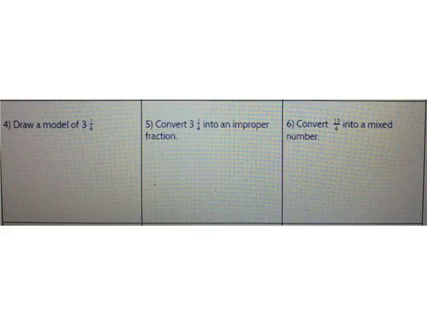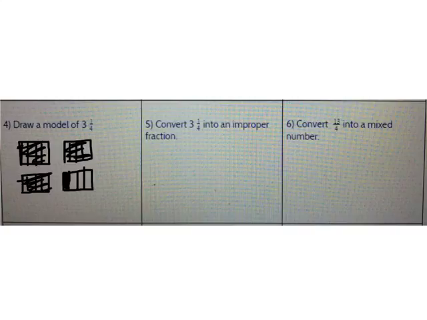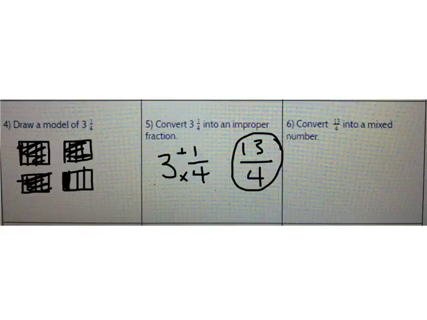Now look at number 4. Draw a model of 3 and 1/4. Do that on your paper now. Now that you have your model, let's talk about how to convert 3 and 1/4 into an improper fraction. I know that I have 3 groups of 4. What's 3 times 4? It's 12, plus the 1 that's left over. What's 12 plus 1? It's 13, over 4. So when I write 3 and 1/4 as an improper fraction, it's 13 over 4.